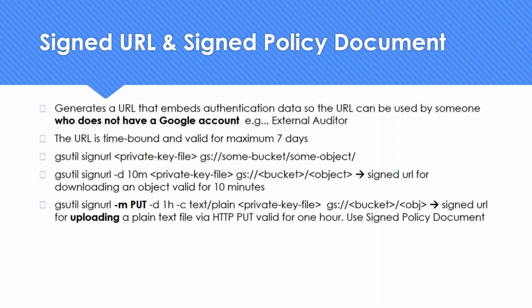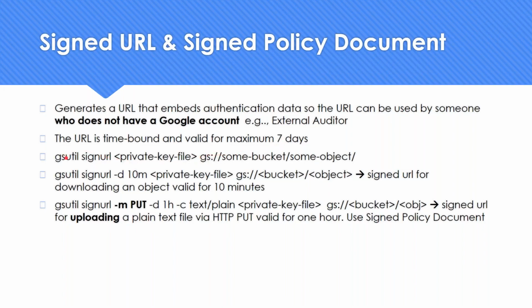So how do you do it? With this command, gsutil signurl, where you are going to send a private key. Basically a service account you are going to generate. Using the service account, you're going to generate a key, use that key to create an encryption, encrypt the data and share it. So this is how you are going to use it.